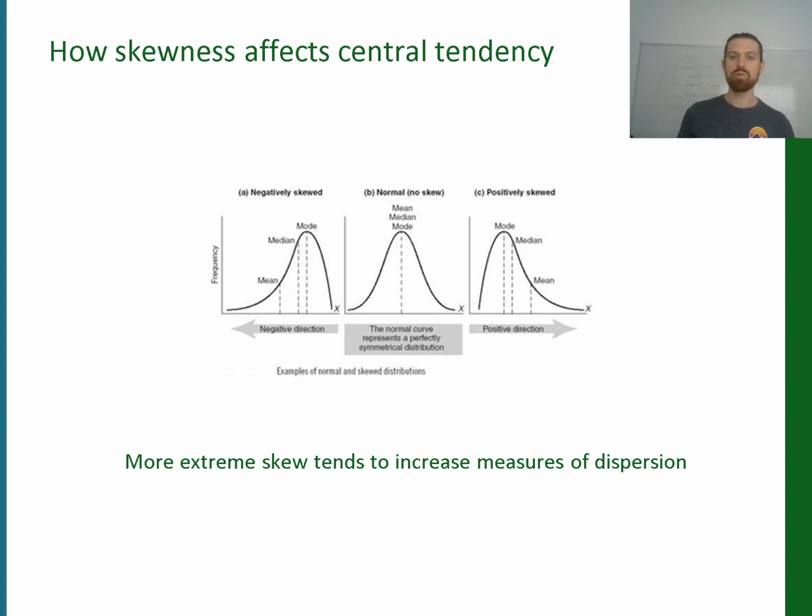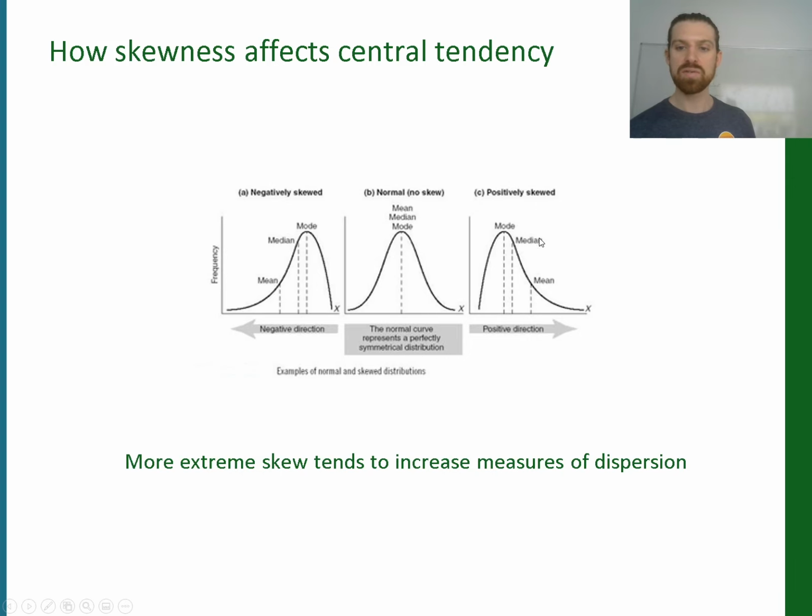So I've already covered most of this, but this slide is just to emphasize more about the measures of central tendency. So in the normal distribution here in the middle, we would have the mean, the median, and the mode in an ideal world all overlapping with each other. Okay, so the normal curve represents a perfectly symmetrically distributed set of data.